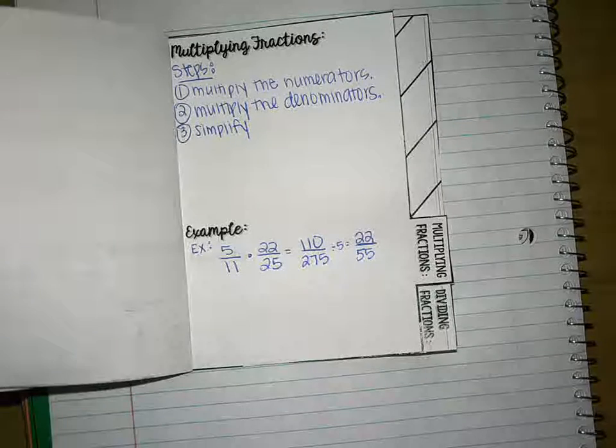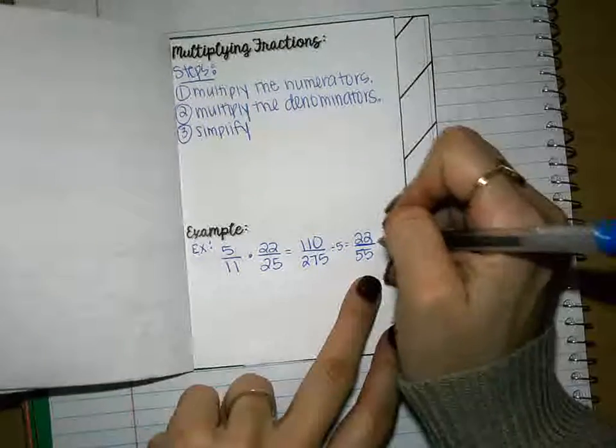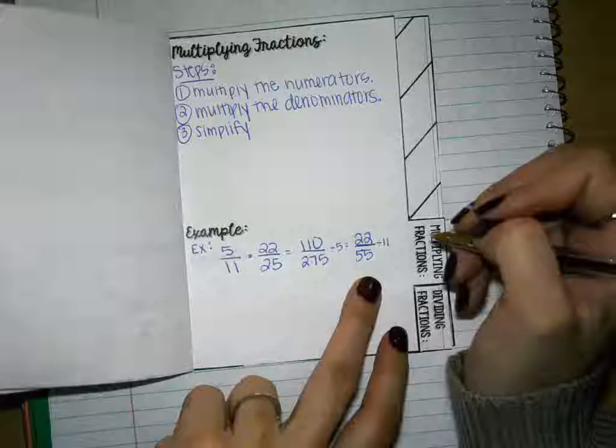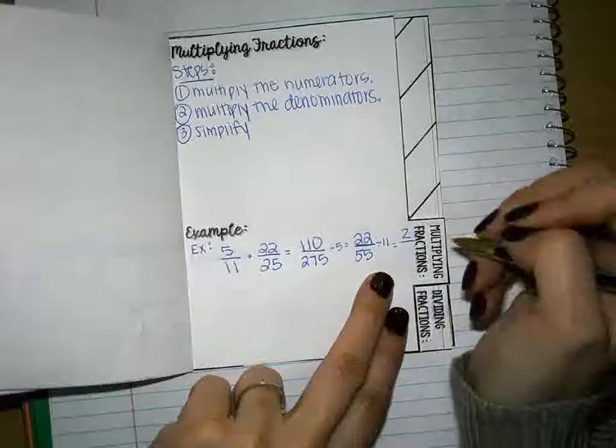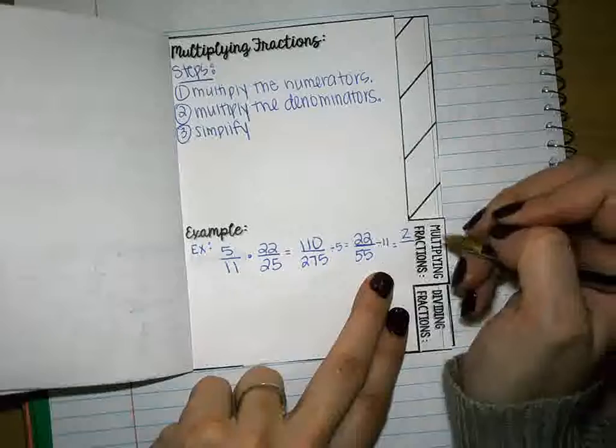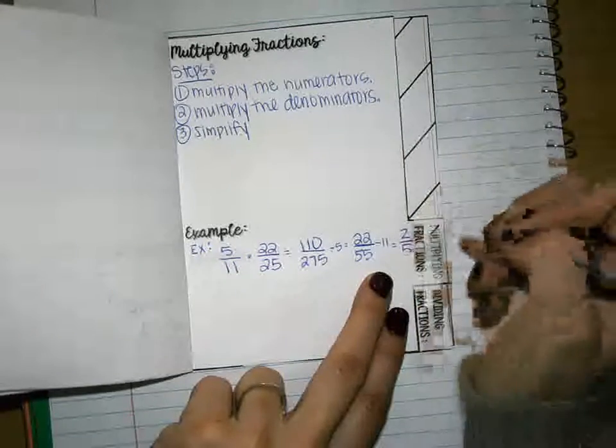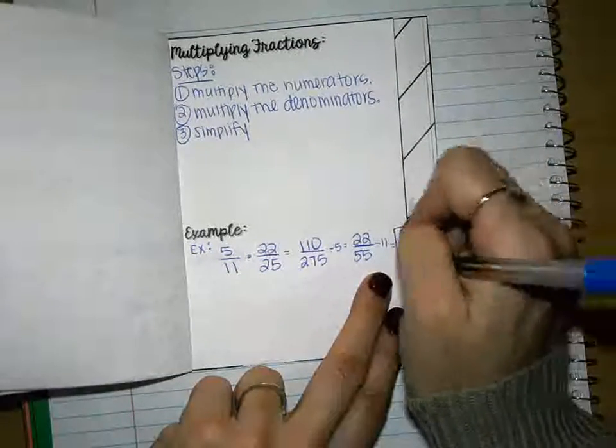So everyone should be doing 110 divided by 5. What is 110 divided by 5, everyone? What do we get? 22. So 275 divided by 5. 55. Is 22/55 fully simplified? No. What can I divide out now? 11. 22 divided by 11 is what? 2. And 55 divided by 11 is? 5. So what's my answer? 2/5.